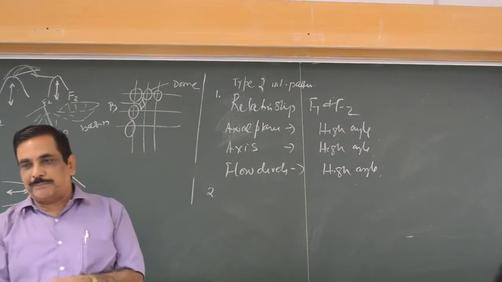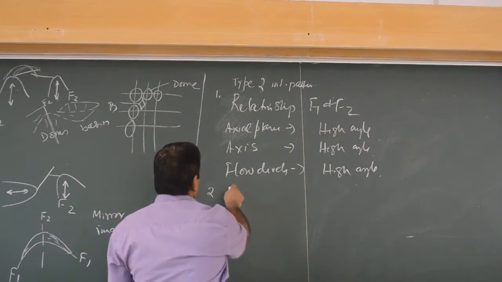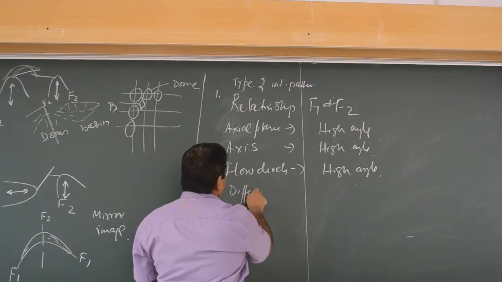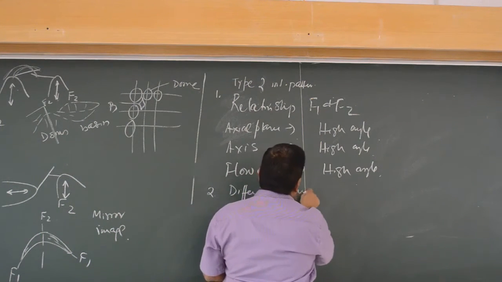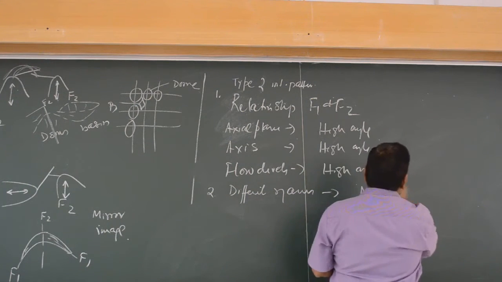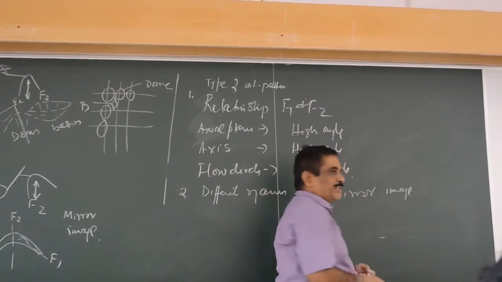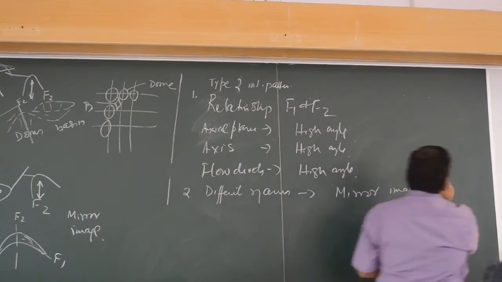Next point, you can write different names. Can you tell me the different names? Mirror image is the first thing. Type 2 anyway, mirror image. So mirror image, you understood now, what is mirror image? Which one is mirror?